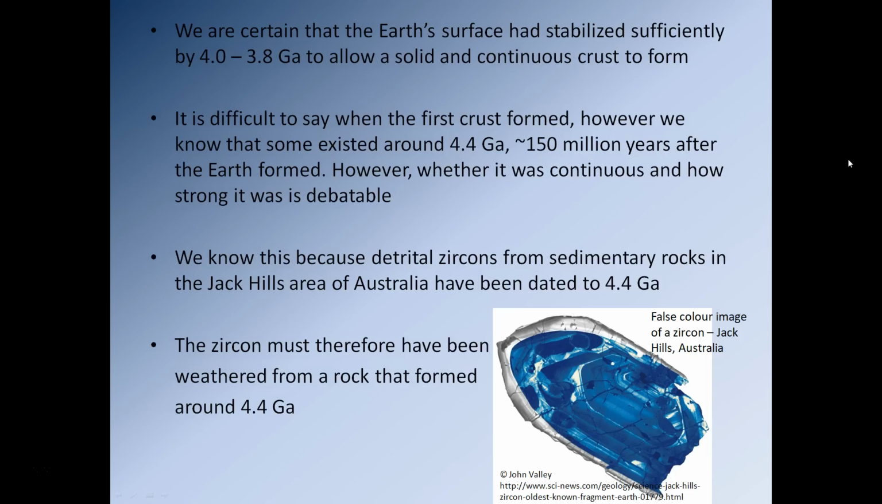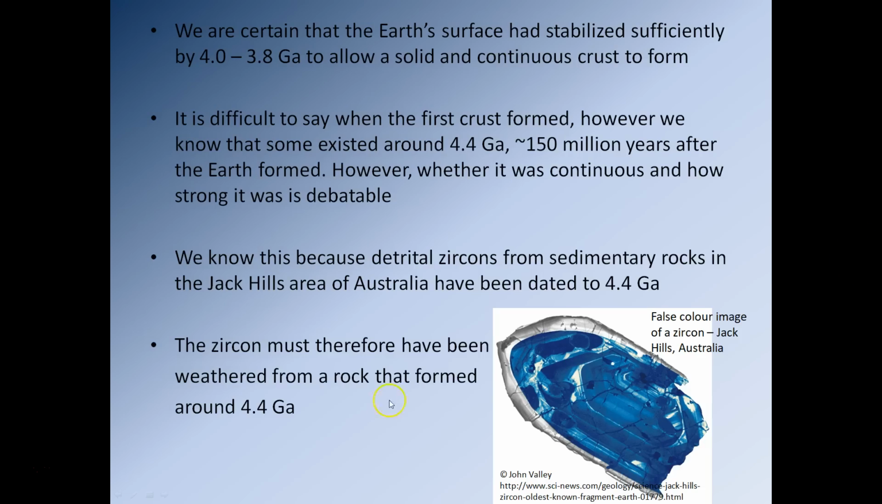However, as I also discussed a couple of slides ago, there's a very good chance we had a crust of some type by 4.4 billion years, so approximately 150 million years after the Earth formed. As we also discussed, that early crust was probably destroyed as part of the late heavy bombardment. Whether that early crust was continuous and how strong it was is very debatable, because we don't really have any samples of it.